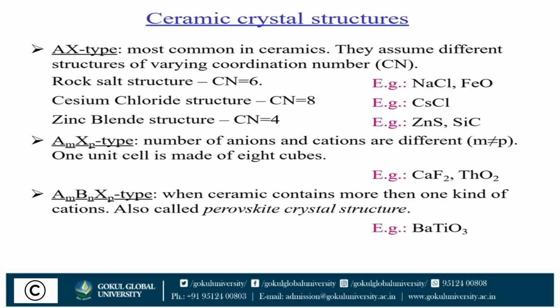Ceramic crystal structure. Ceramic crystal structures may be classified according to the arrangement of the particular atoms. For the AX type, most common ceramics assume different structures with a variety of coordination numbers. Like the rock salt structure, where the coordination number is 6, like NaCl and FeO. The cesium chloride structure, where the coordination number is 8, like CsCl. The zinc blende structure, where the coordination number is 4, like ZnS.